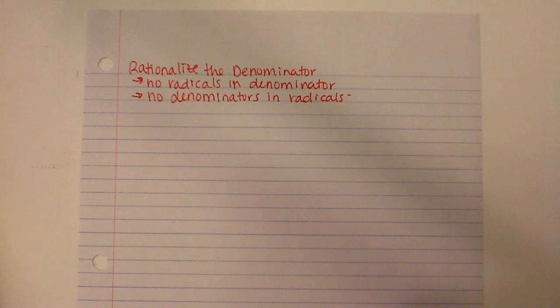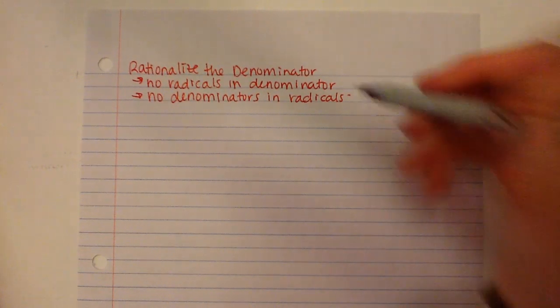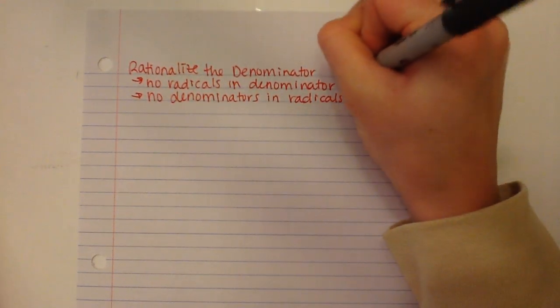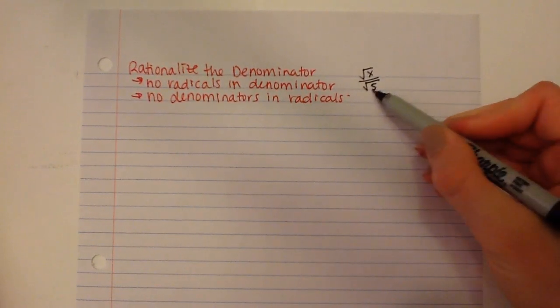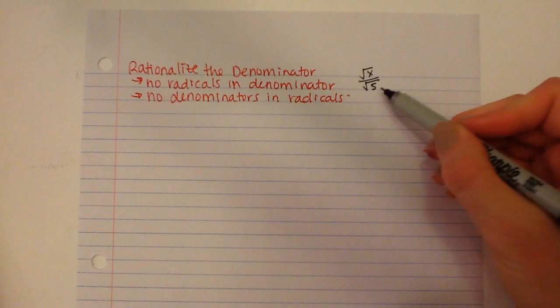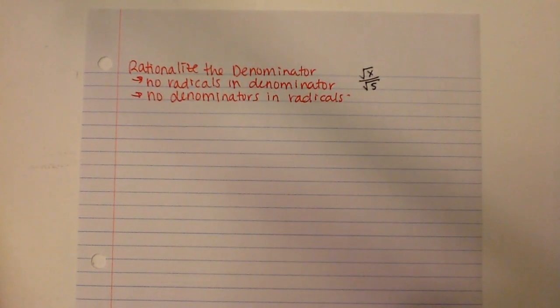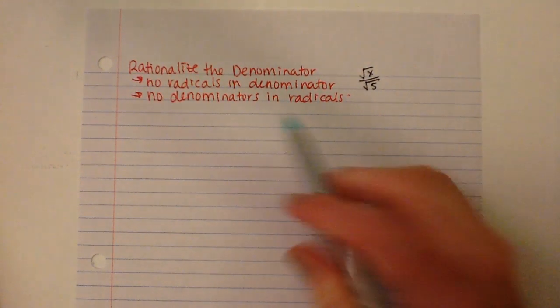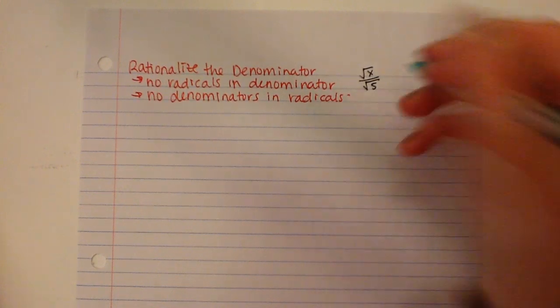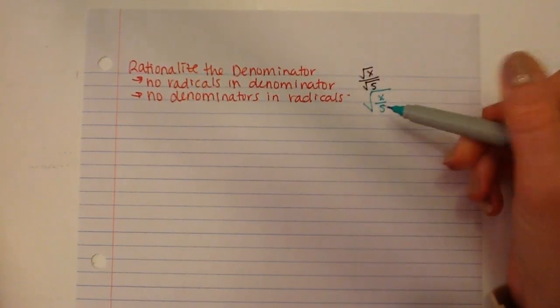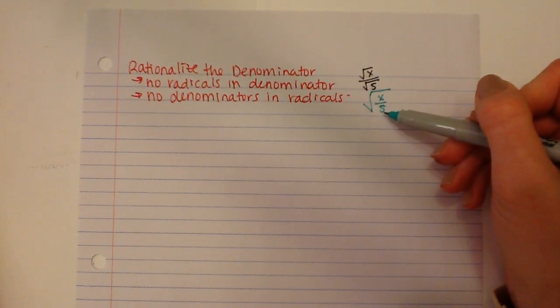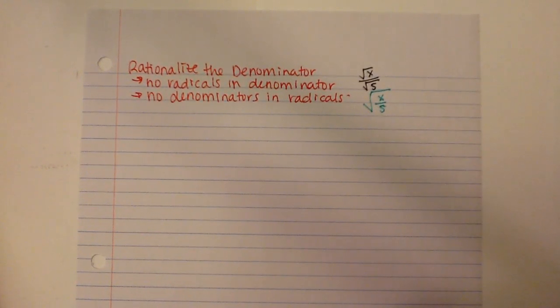Meaning, the first one, we want no radicals in our denominator. So if we have the square root of x over the square root of 5, we have radical 5 in our denominator. We don't want that. The bottom piece right here where it says no denominators in the radicals: if you have radical x divided by 5, underneath that radical we have a denominator. We don't want that. So let's do a few examples where we work with that.